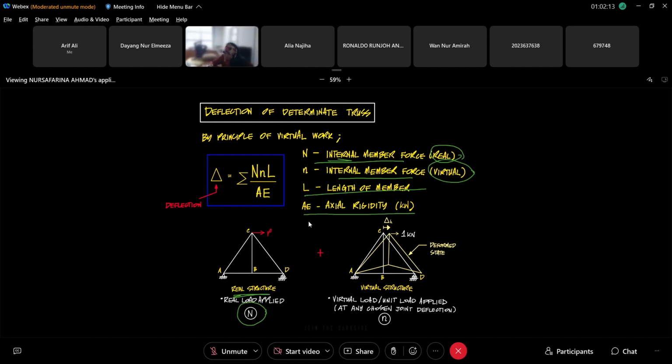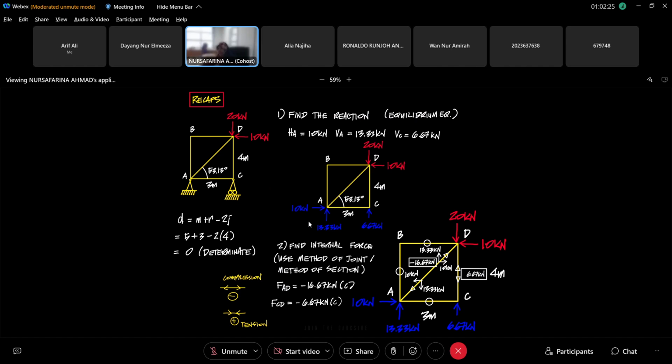Do you understand? We recap to identify the reactions and also to find the internal forces due to the real structure. This is what we call real. We do not remove any external forces. So I want you to prove me, you will get this reaction.